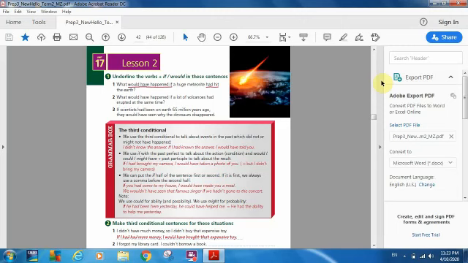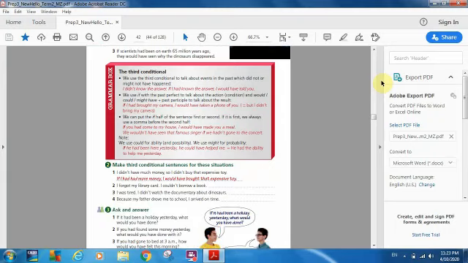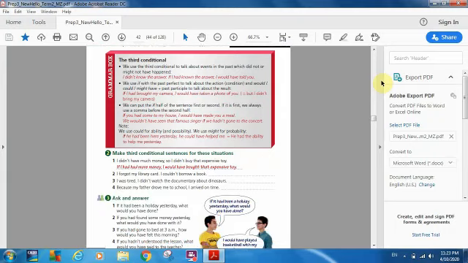Number three, if scientists had been on Earth 60 million years ago, they would have seen why the dinosaurs disappeared. So we will underline if had been, would have seen. Correct. Now make the third conditional sentences for these situations.